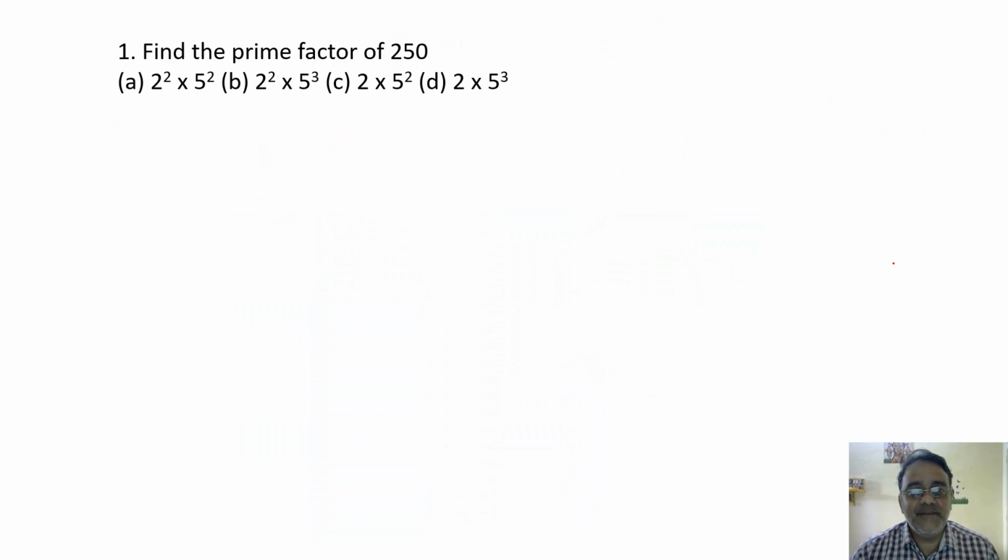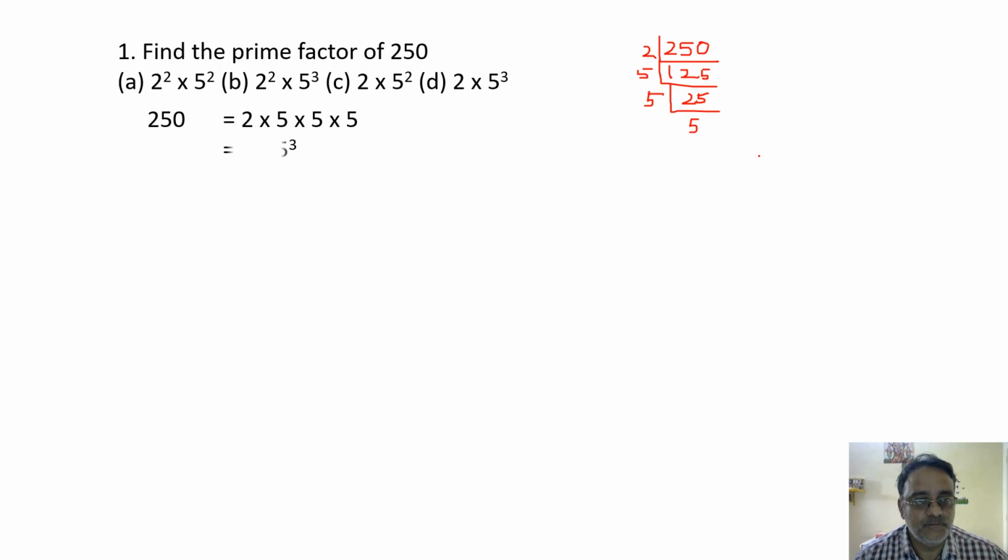First, find the prime factors of 250. Right? Everyone knows how to find prime factors. We will use the division method. First you divide by 2, you will get 125. Then divide by 5, you will get 25. Again divided by 5, you will get 5. Okay, so 2 to the power 1 into 5 to the power 3. So which option is the correct one? Option D. Option D, right, very good.